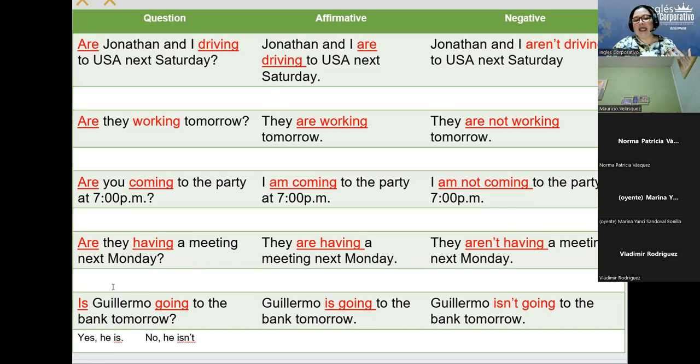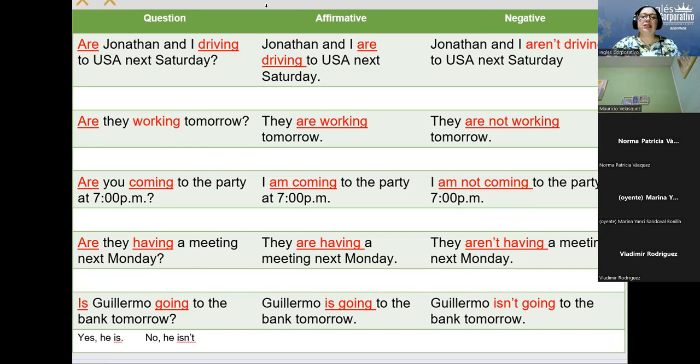And the last one, is Guillermo going to the bank tomorrow? Guillermo is going to the bank tomorrow. Guillermo isn't going to the bank tomorrow. If you see, it's the same idea for each one, so you know how to ask the question, how to say an affirmative statement, and how to say a negative statement, okay?